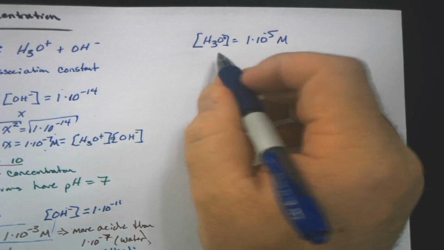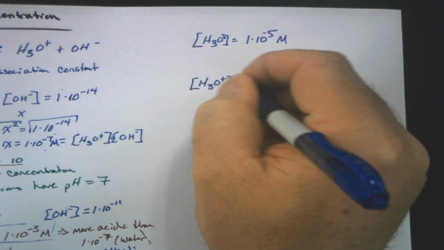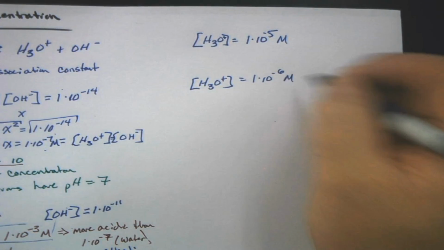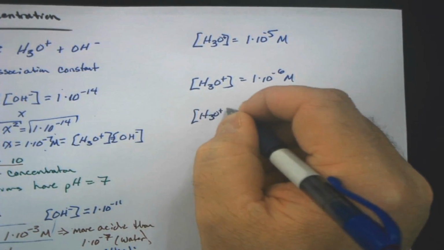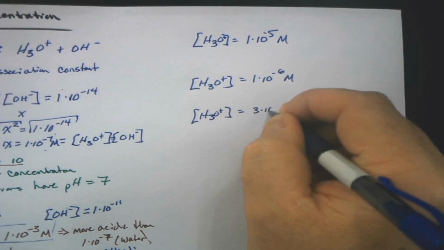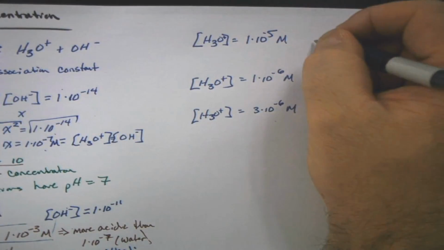Okay, so we have a hydronium concentration of 1 times 10 to the negative 5th. We have another solution with a hydronium concentration of 1 times 10 to the negative 6th molar. And we have another one with hydronium concentration of 3 times 10 to the negative 6th molar. What would the pH of this be?